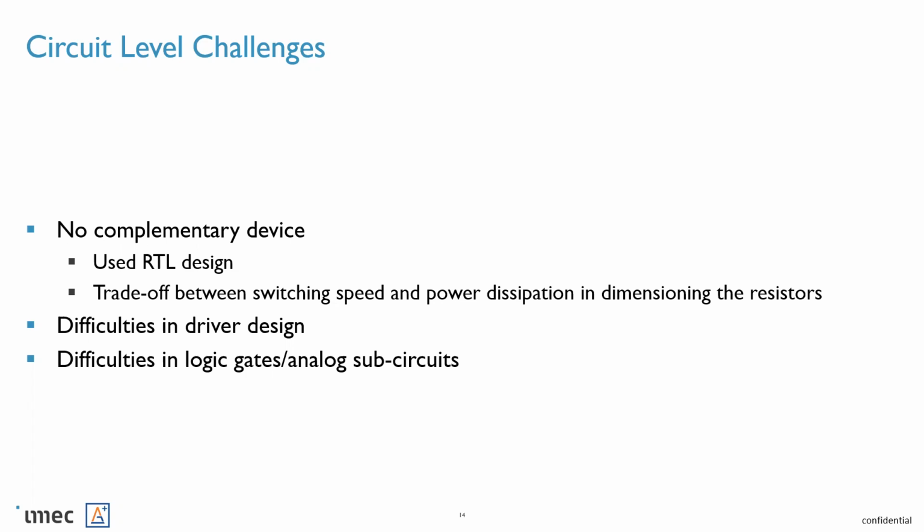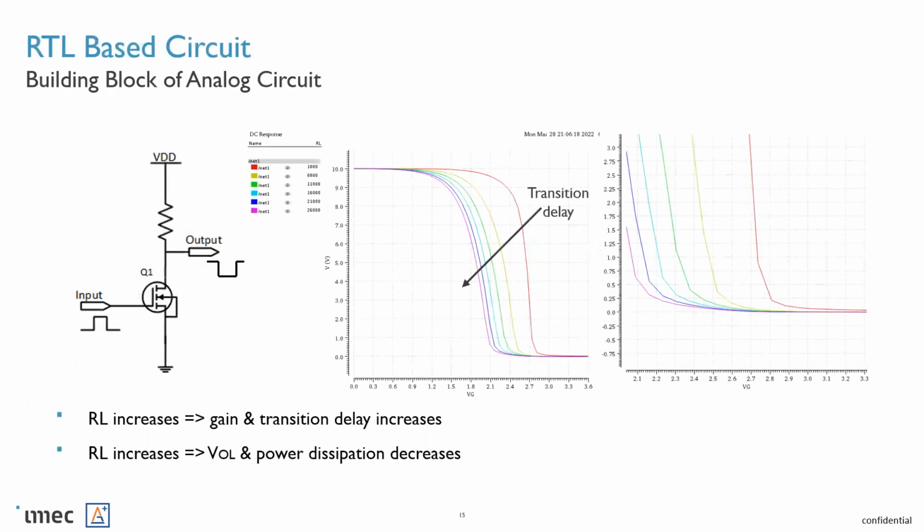That basically creates an issue, because it's a trade-off between the switching speed and power dissipation that needs to be managed by dimensioning the resistors. That creates difficulties in driver design and any kind of logic gates or sub-circuits on that node. So if I see this as a building block of an analog circuit in case of a GaN IC, what I mean is the limitations of using the RTL based circuit. Let's see how this works actually.